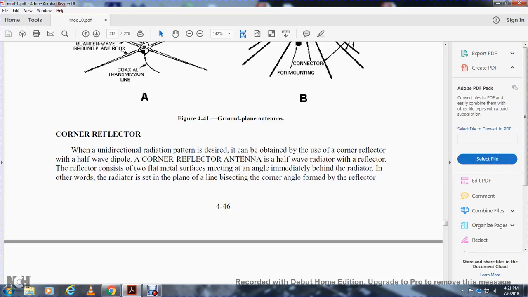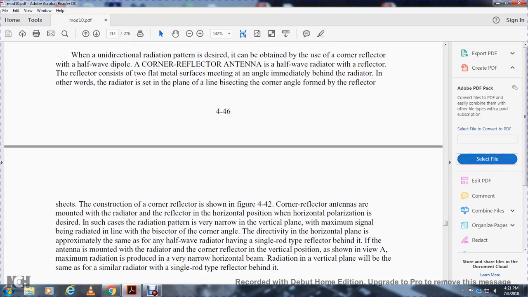In other words, the radiator is set in the plane of the line bisecting the corner angle to form the reflector. The construction of the corner reflector shown in Figure 4-42: the corner reflector antennas are mounted with the radiator in the horizontal position when horizontal polarization is desired. The radiation pattern is fairly narrow in the vertical plane. Maximum signal must be radiated in line with the bisector of the corner angle.